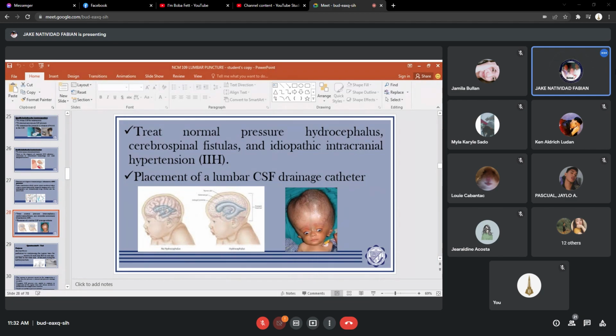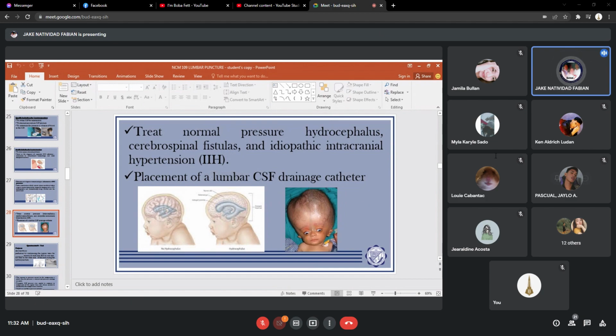Okay? To treat cerebrospinal fistula, pag sinabi mong fistula, may opening, okay? May opening dun sa ating subarachnoid, nakakalabas yung CSF. Okay, by way of lumbar tap, pwede nating ma-resolve ang problema.